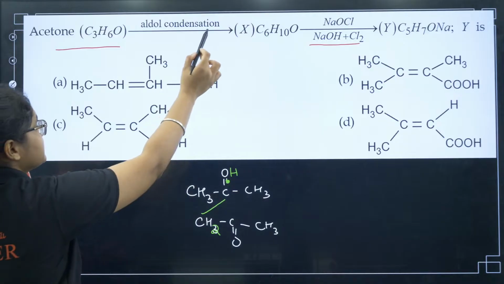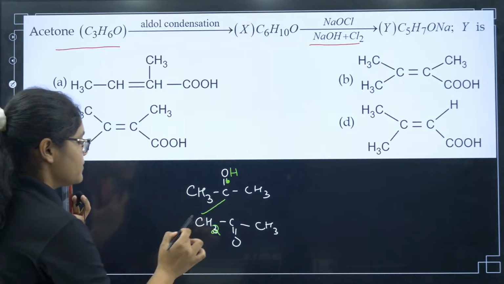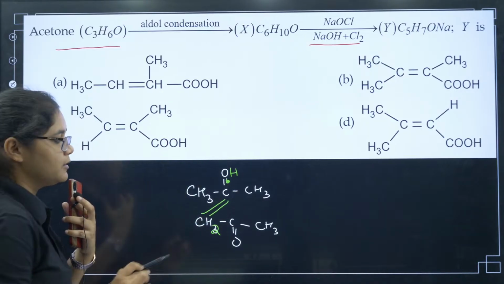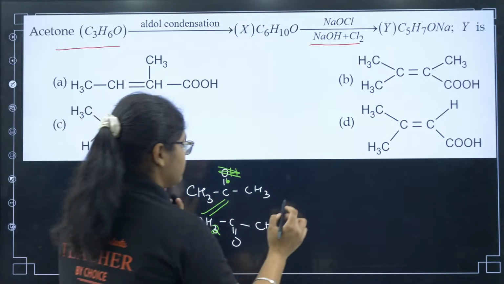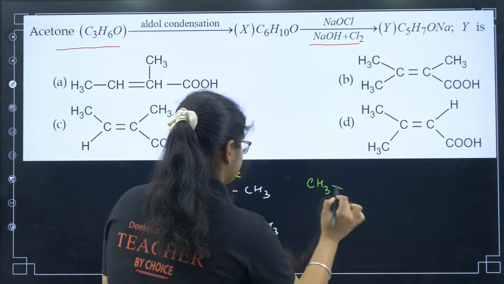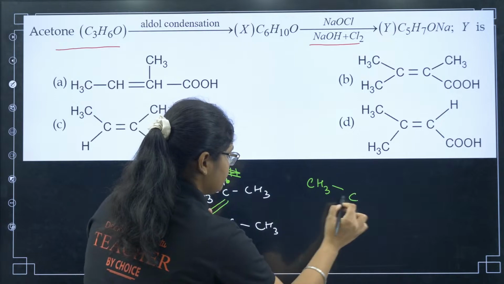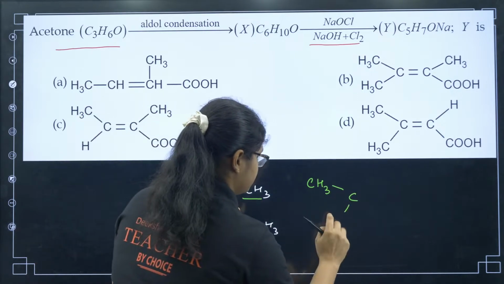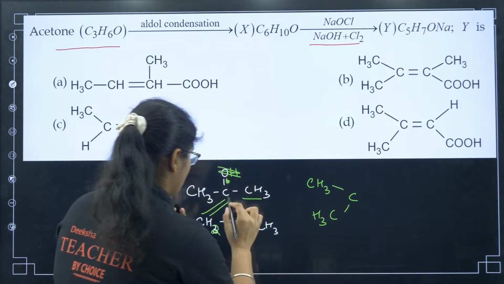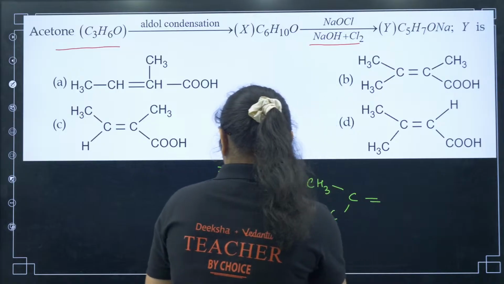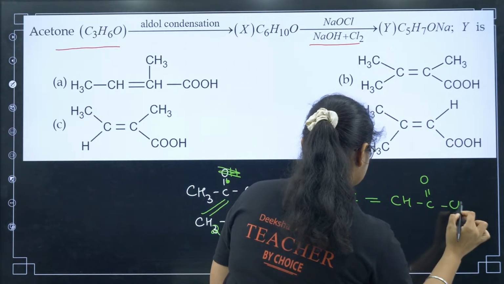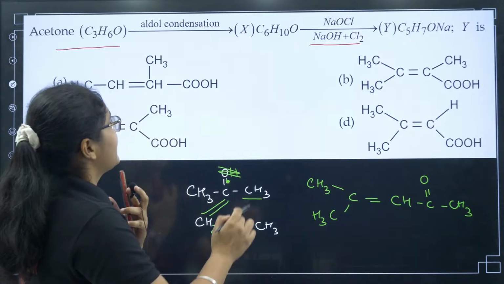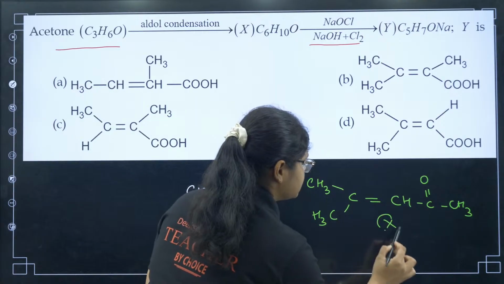Now when condensation is given, a double bond will also form. So here there is a formation of a double bond. This OH will be removed and H will be removed and a double bond will form here. So what will be the product here? CH3, then this carbon, then it also has a CH3 group. Then we have a double bond, then we have CH, then CO and then CH3. After that, this is your X.